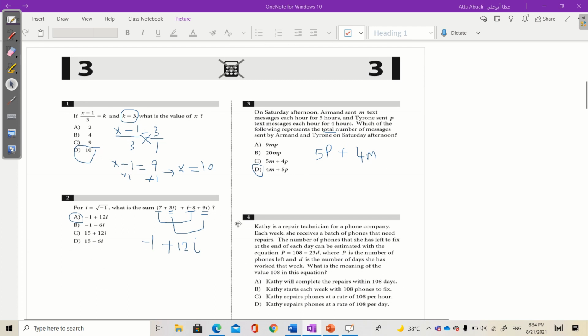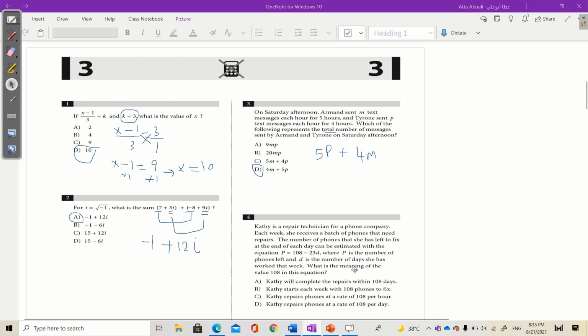Now here, Kathy is a repair technician for the phone company. Each week, she receives a batch of phones that need to be repaired. The number of phones that she has left to fix at the end of each day can be estimated with the equation B = 108 - 23D, where B is the number of phones left and D is the number of days she has worked that week.